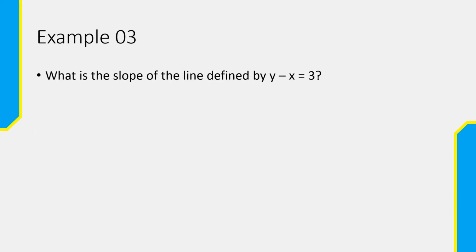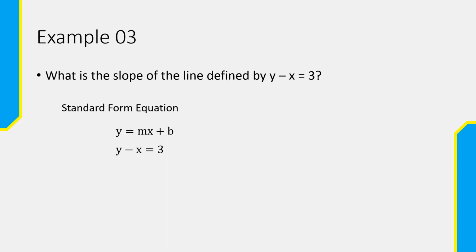For example number 3, let's find the slope of a line defined by y minus x equals 3. Pause the video here to attempt to solve the problem on your own before proceeding to the next portion of the video for the solution. By utilizing the standard form equation of a line, also known as the slope-intercept form, we can rearrange the given equation to find the slope of the line.